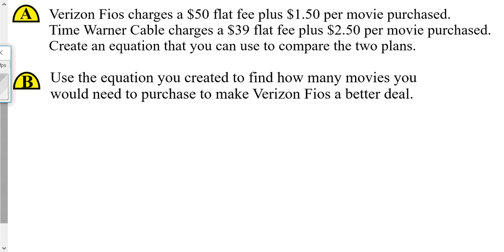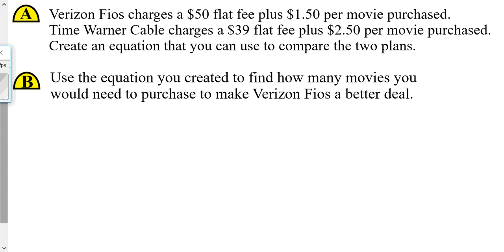Okay, so now that you've made an attempt at this question on your own, let's take a look at it together. Verizon Fios charges a $50 flat fee plus $1.50 per movie. Time Warner is charging a $39 flat fee plus $2.50 per movie. We're going to create an equation that we can use to compare the two plans. We're trying to find out at what amount of movies we are going to be paying the same amount.